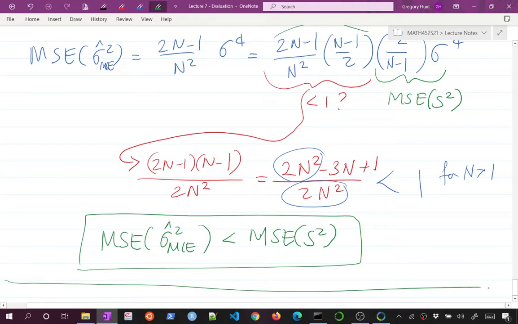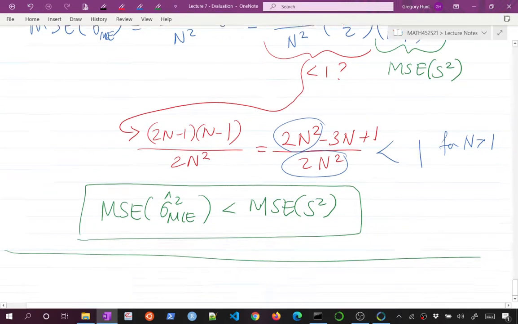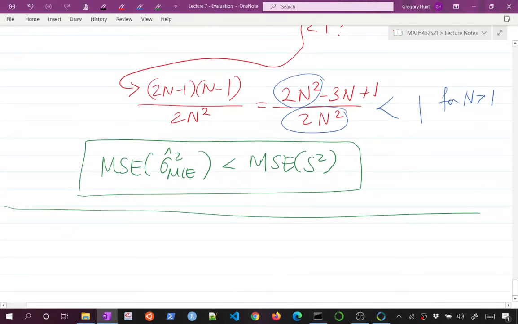There are reasons why people might want an unbiased estimator of the variance, and they might prefer s squared. But if you choose based on MSE, you really should prefer the MLE. So that's a nice little fact, and it is a bit counterintuitive because people don't tend to think about it that way.